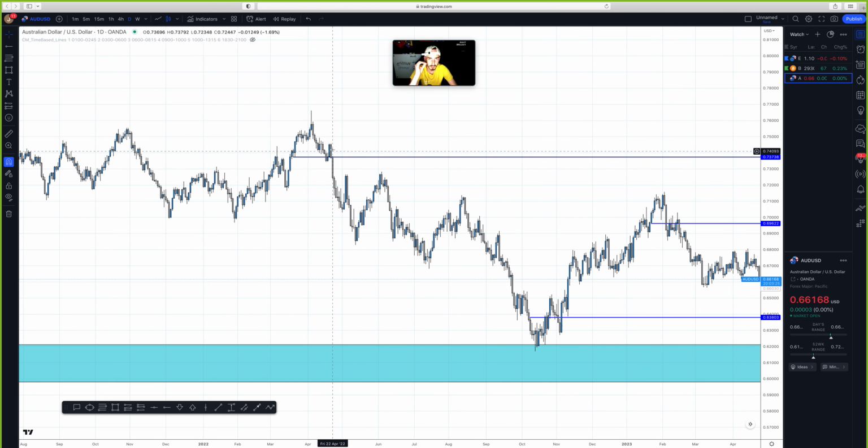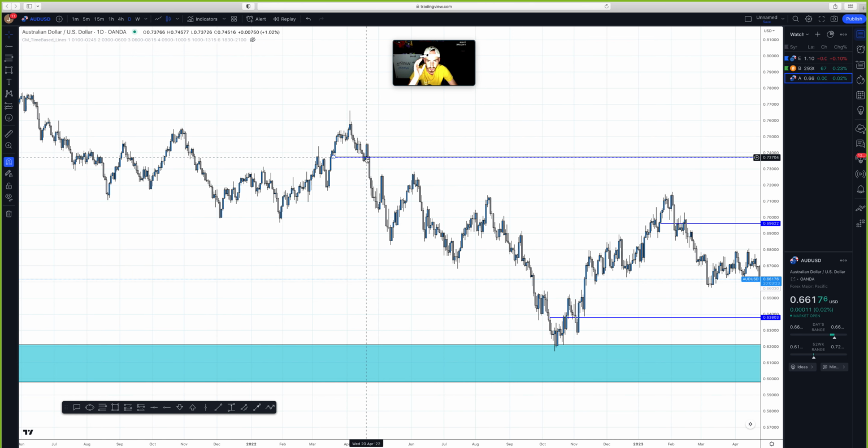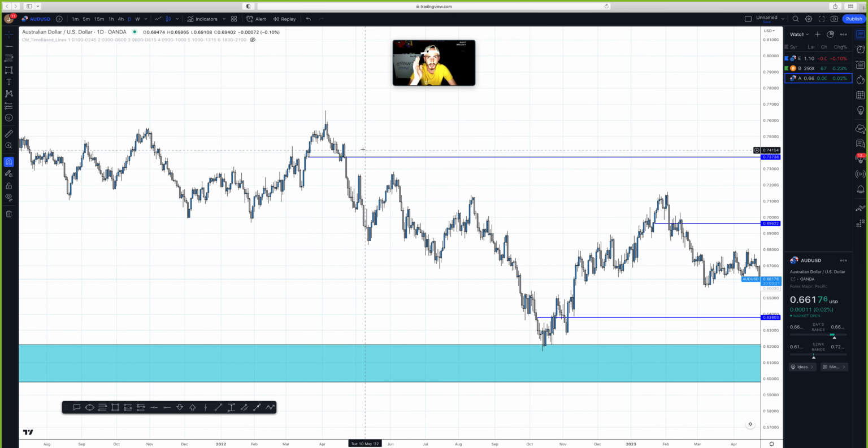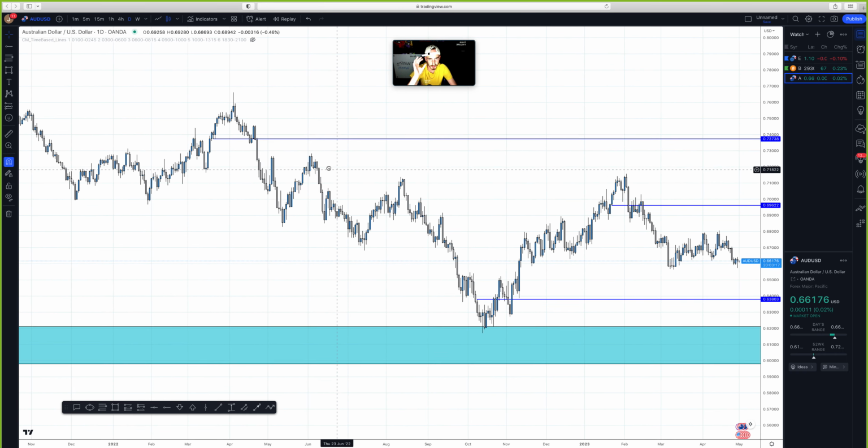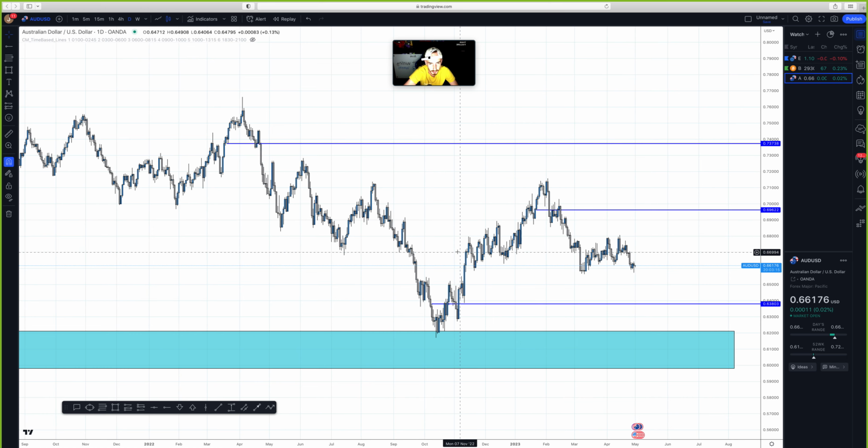Notice how it's perfectly in sync. The previous contrary candle, so the daily and the weekly are in confluence of this area of supply. So it's to the exact pip. Pretty much the same thing here.